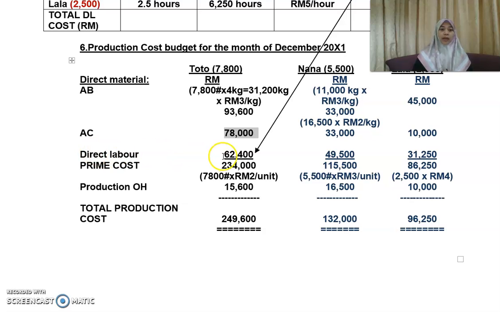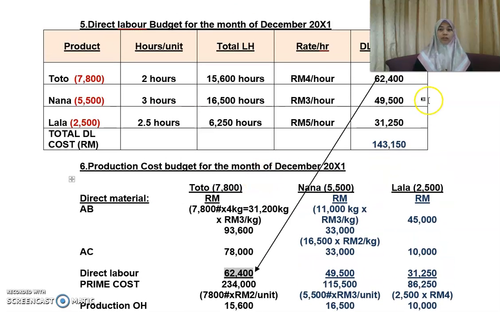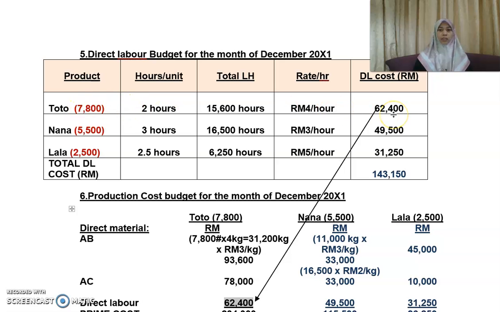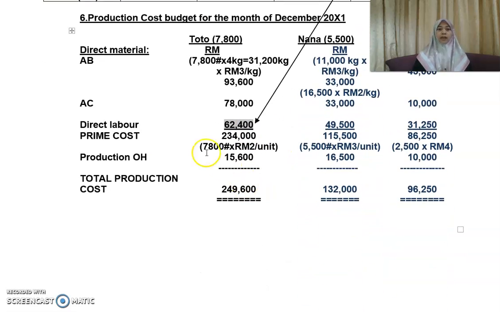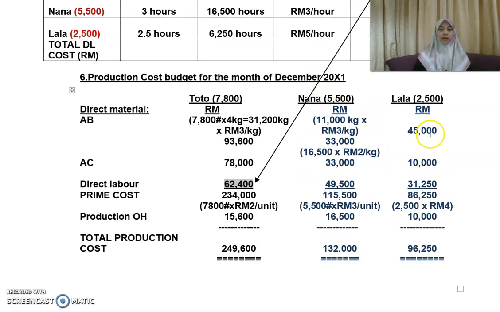Next, you add with your direct labor. Your direct labor, you get from this one. For Toto, it is 62,400. Okay, and then you don't have any direct expenses, so that will be your prime cost. Next, add your production overhead. Your production overhead is given in the question as 2 ringgit per unit. So you produce 7,800 units times 2. So you will get 15,600. So 15,600 add with your prime cost, that will give you total production cost for Toto. So that is RM249,600. So you do the same thing for Nana and also Lala.